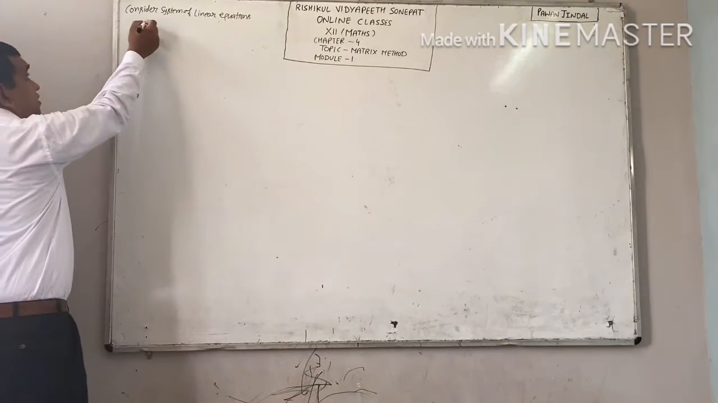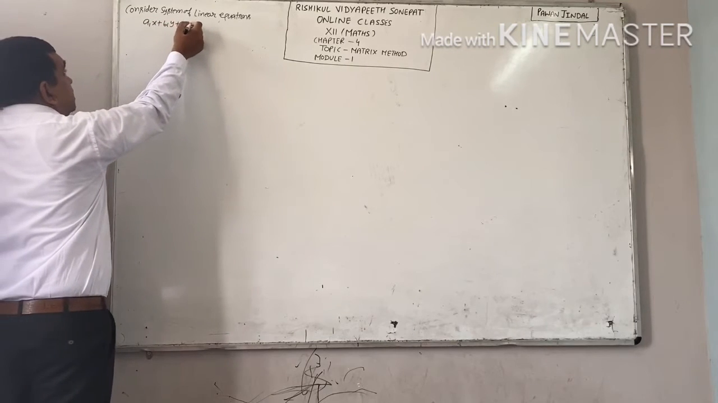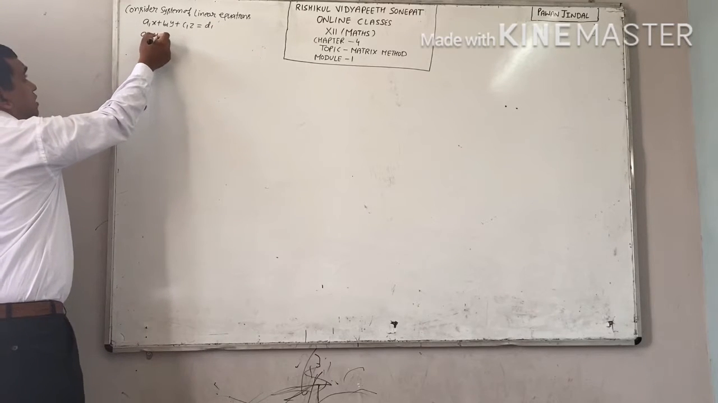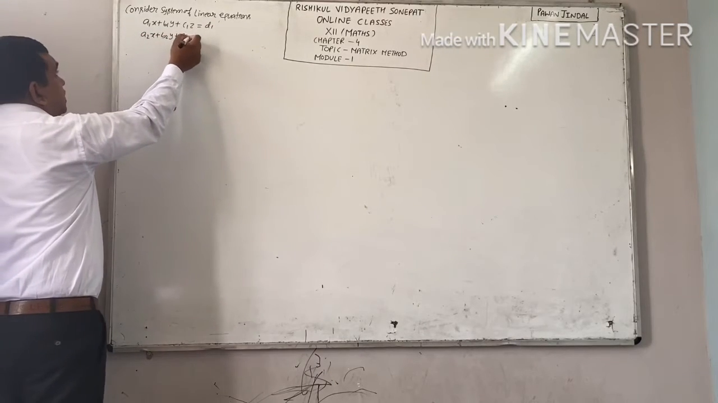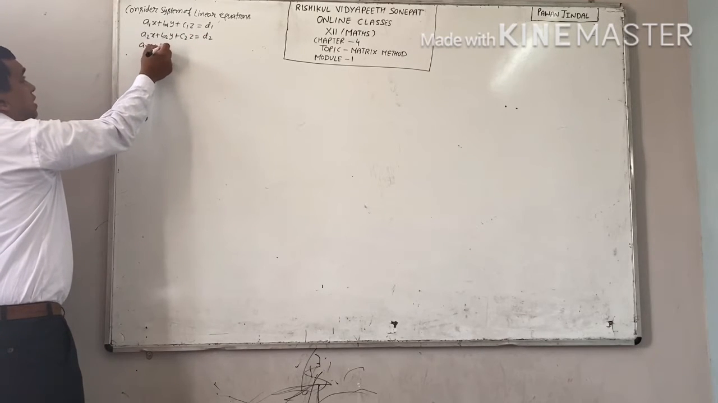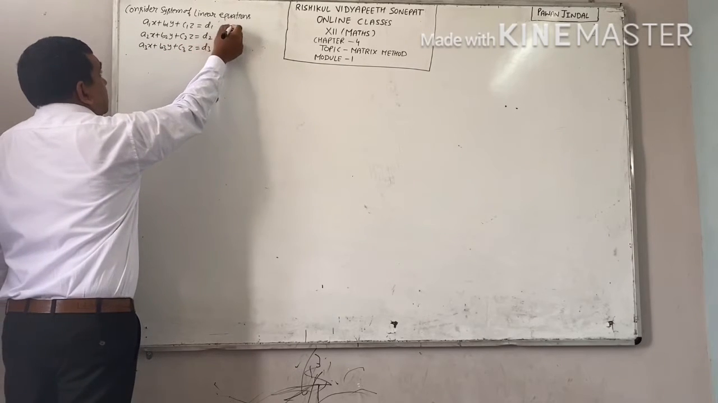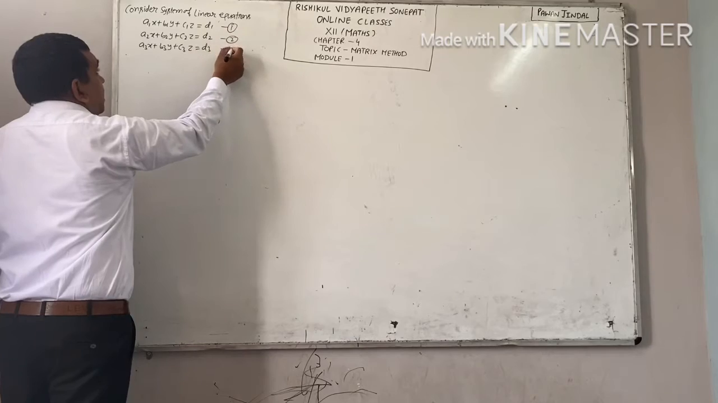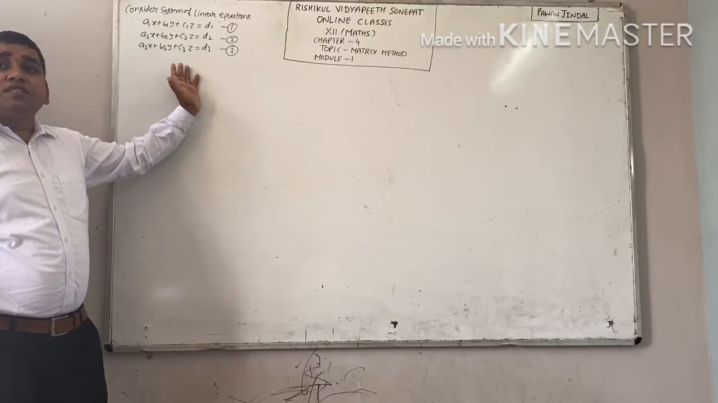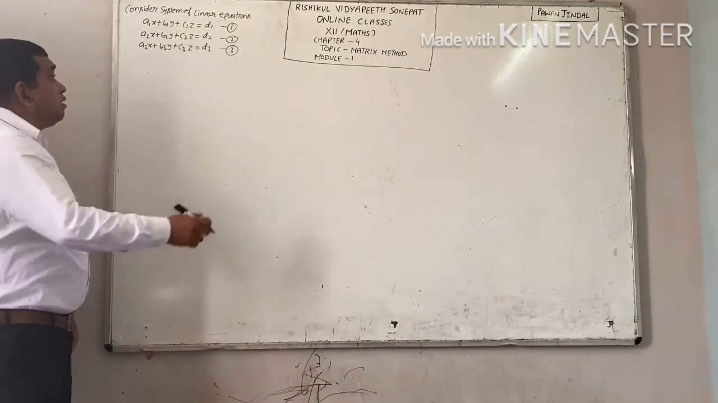I am taking linear equations as a1x plus b1y plus c1z equal to d1. Second equation I am taking a2x plus b2y plus c2z equal to d2. Third equation I am taking a3x plus b3y plus c3z equal to d3. These are the three equations and we are having three variables. Now I want to solve these three equations, and variables are x, y, z here.